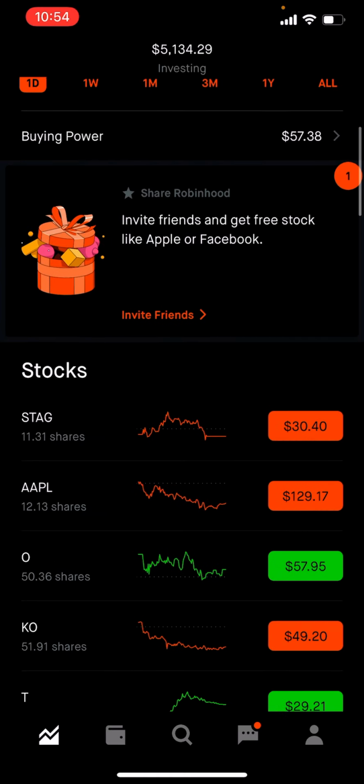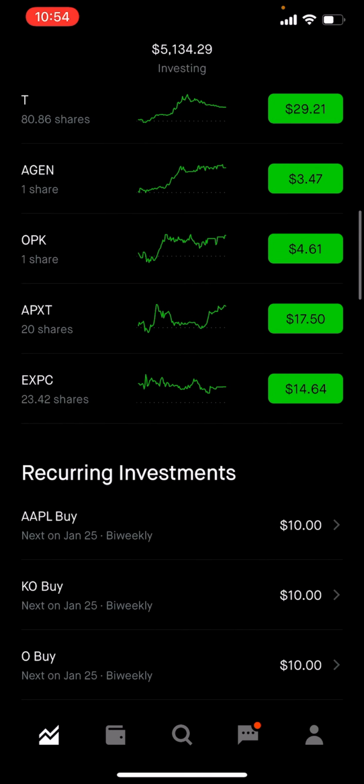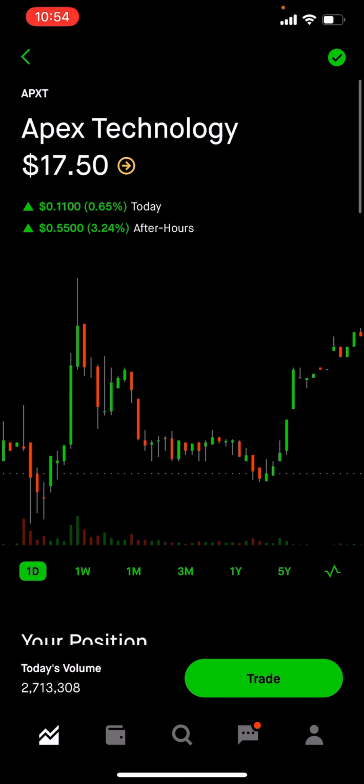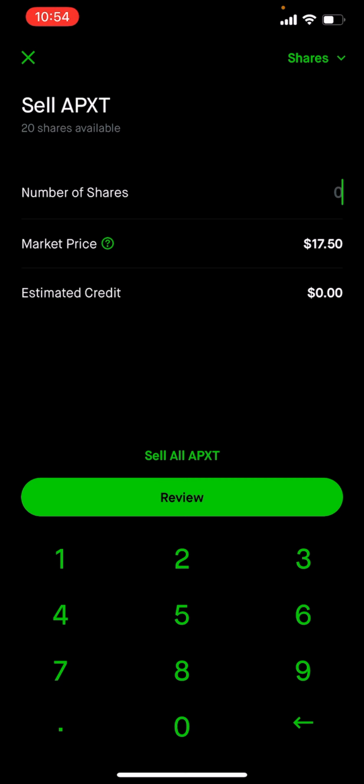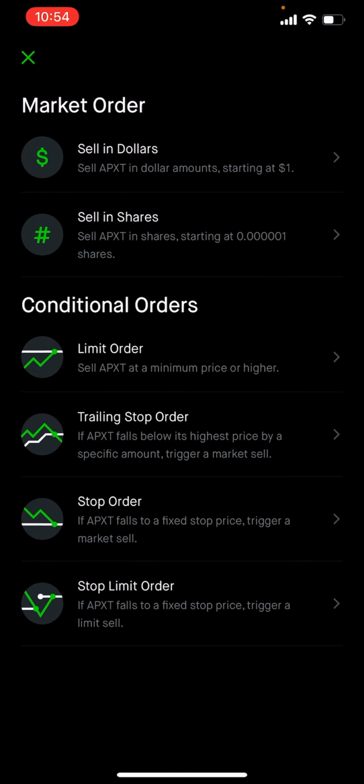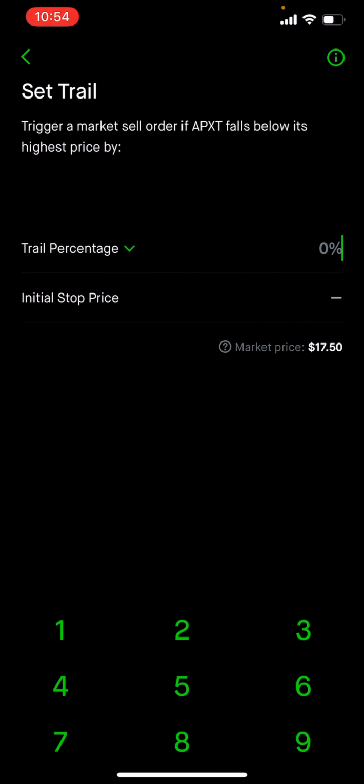So let's say you bought into a stock. For me, I'm going to use APXT, Apex Technology. I'm going to put a trade. I'm going to go to sell. I'm going to put over here where it says shares on top. And then I'm going to put a trailing stop order.